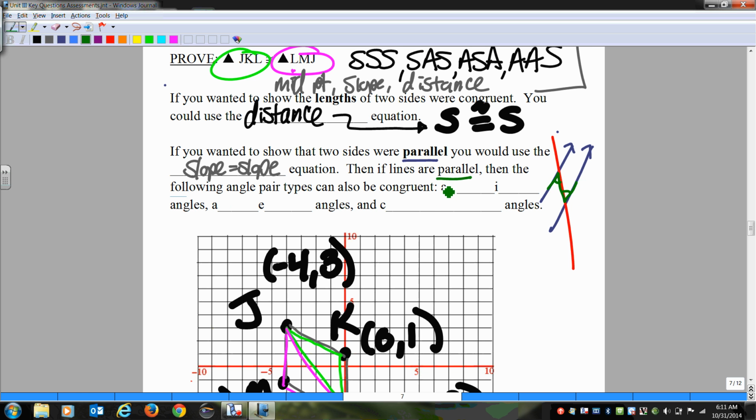That's armpits of the Z. We know that alternate exterior angles are congruent. And we know that corresponding angles are congruent. That would be 1 in, 1 out, same side. That's the orange.